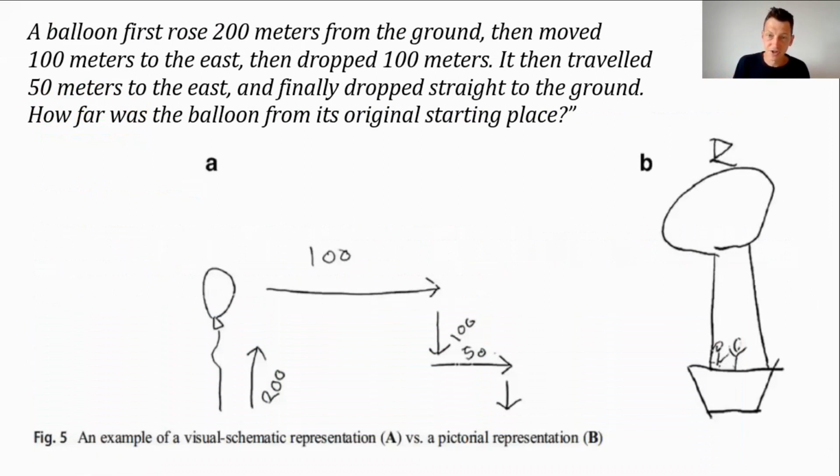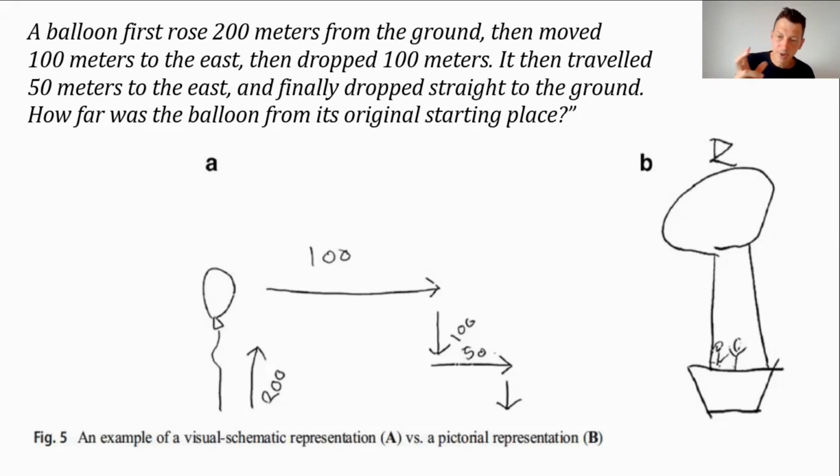This question was given to children when they were 11, and we have these two different representations. A balloon first rose 200 meters from the ground, then moved 100 meters to the east, then dropped 100 meters, then it traveled 50 meters to the east, and finally it dropped straight to the ground. How far was the balloon from its original starting place? And we have these two pictures.